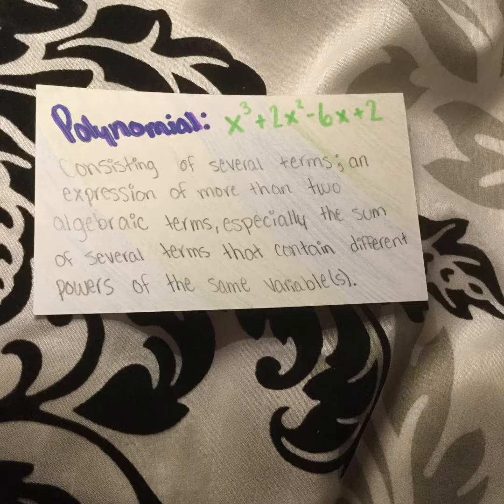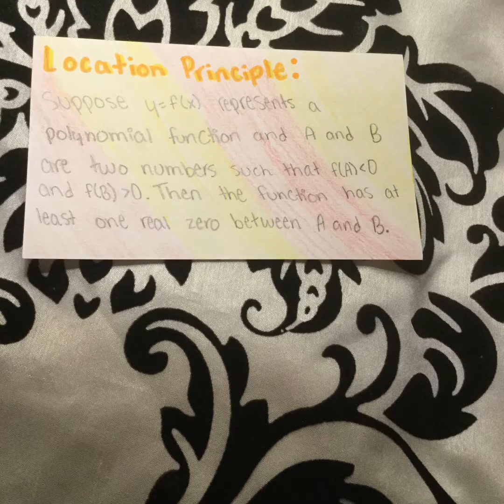Polynomial: consisting of several terms, an expression of more than two algebraic terms, especially the sum of several terms that contain different powers of the same variable. Location principle: suppose y = f(x) represents a polynomial function and a and b are two numbers such that f(a) is less than 0 and f(b) is greater than 0. Then the function has at least one real zero between a and b.